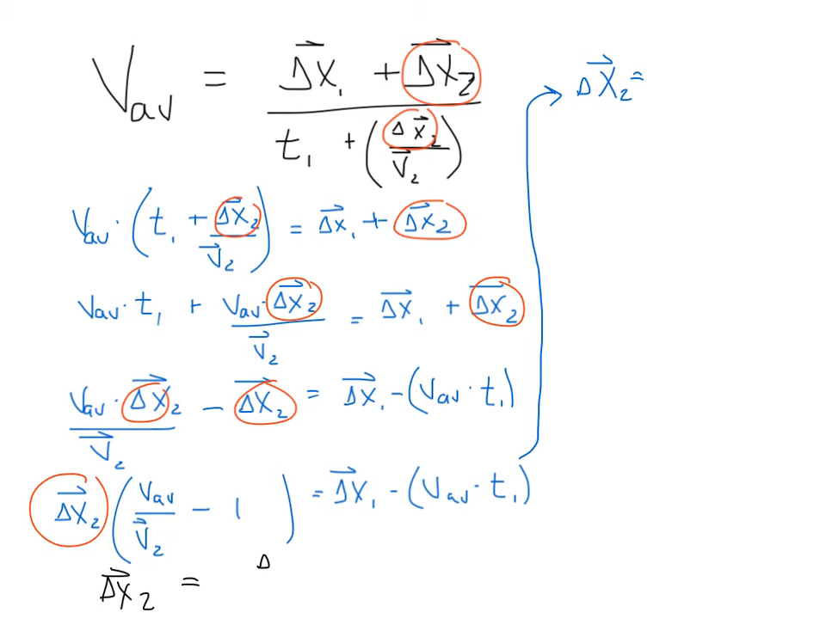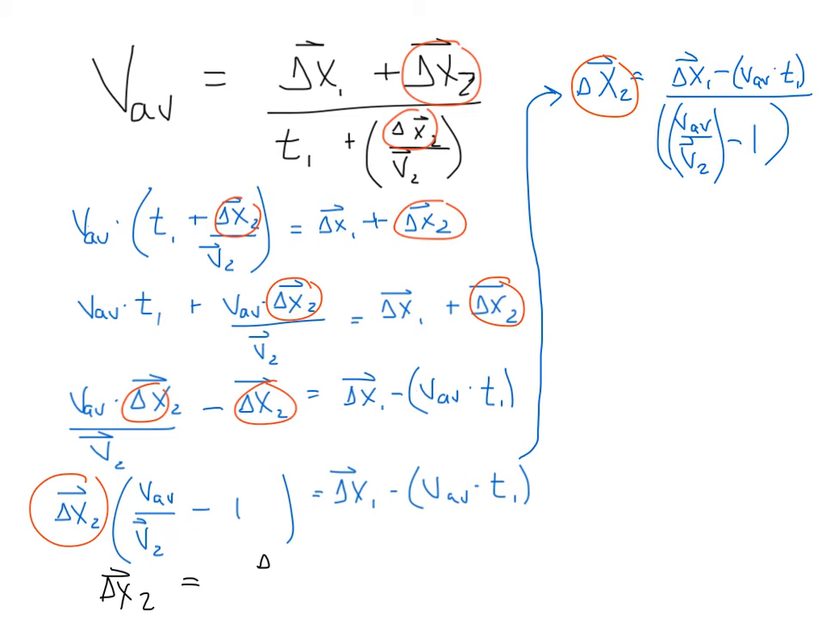is going to be equal to change in displacement 1 minus the quantity average velocity times t1, right? That's a time sign right there. All over average velocity over velocity 2. Now that's a fraction right there, so I'll put little brackets in there. Minus 1. And that's our denominator. We now have a working equation that will solve for your displacement 2.